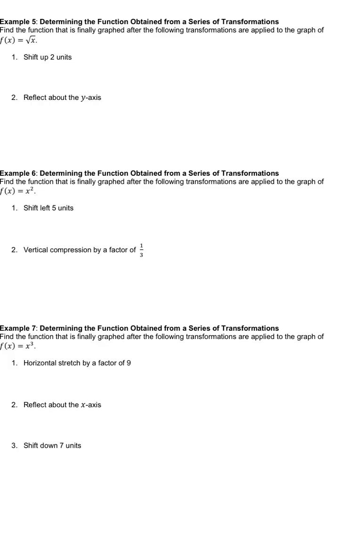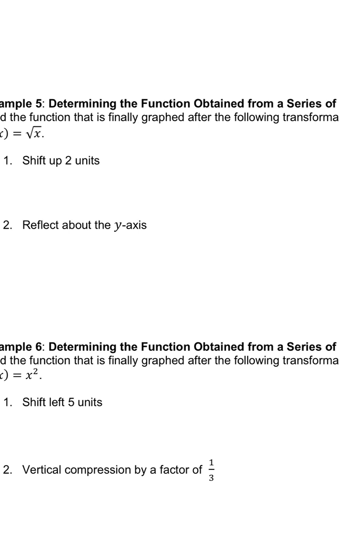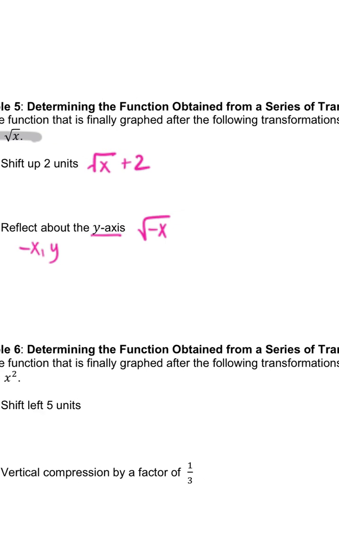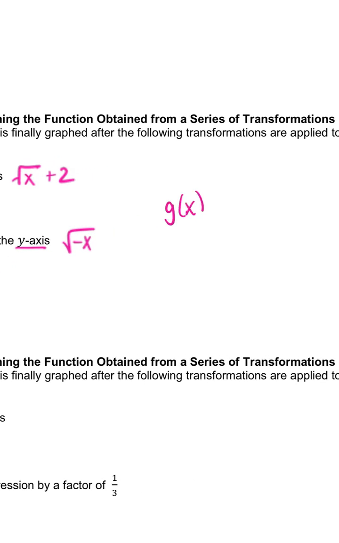All right. So now, what if I tell you, here's your function, I want you to tell me what it should look like. So I'm going to take my function, the square root of x, and I'm going to shift it up 2. Well, that's going to look like this. And then if I want to reflect it about the y-axis, that means x changes, so negative x goes inside. So now you've got these 2 rules. So your g of x is the square root of negative x plus 2. So you've got your shift and your reflection.